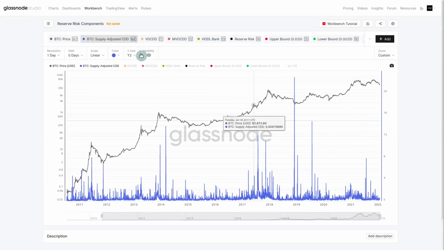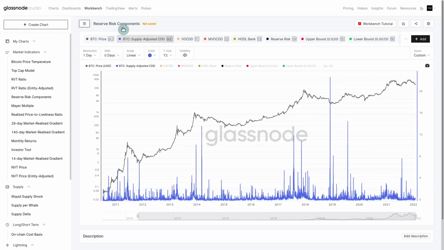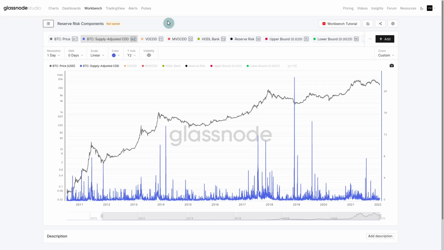So here we are in Glassnode Workbench, which is our tool that we can use to create, compare, and contrast different metrics to really dive into the weeds and find out what's going on with each of these particular inputs. So you'll find this particular metric, reserve risk components, underneath our presets for market indicators. You'll find it here termed reserve risk components, where it really breaks down all the different puzzle pieces that go into constructing the reserve risk metric.